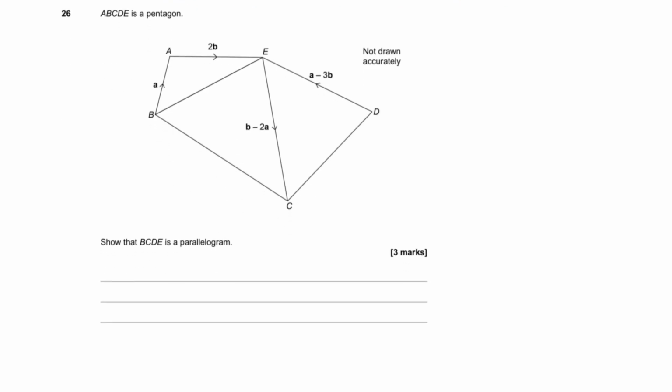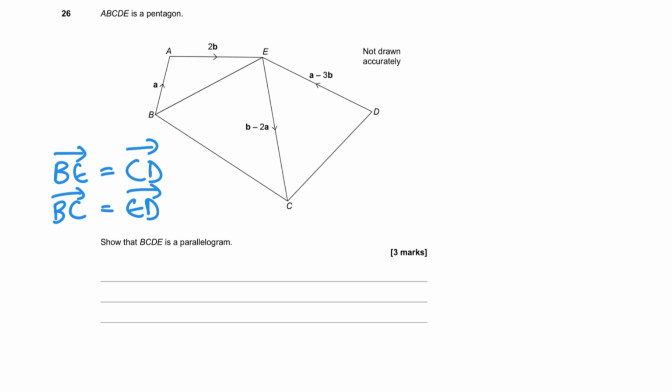So our last question says A, B, C, D and E is a pentagon. Show that BCDE is a parallelogram. So thinking about what we know about parallelograms, the two long sides are going to equal the same length and the two short sides are going to equal the same length. So if this shape is a parallelogram, the vector BE is going to be equal to the vector CD, and the vector BC is going to be equal to the vector ED. So we need to go about proving this.